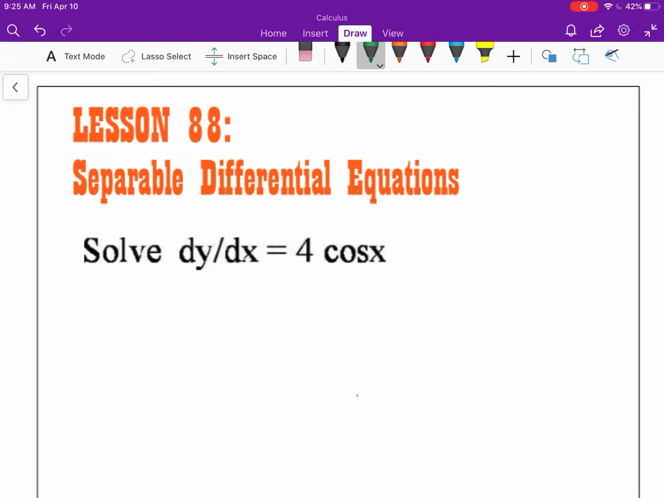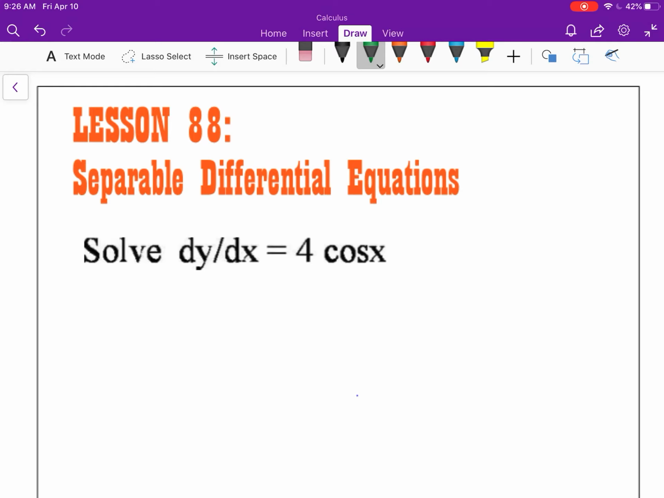Lesson 88 teaches about what are called separable differential equations. There are several different types of differential equations. In this case, we're going to be looking at separable, which means we can separate the y's from the x's. So you can get all y's on one side, including the dy, and x's on the other side, including the dx.